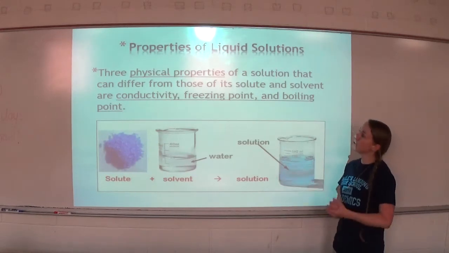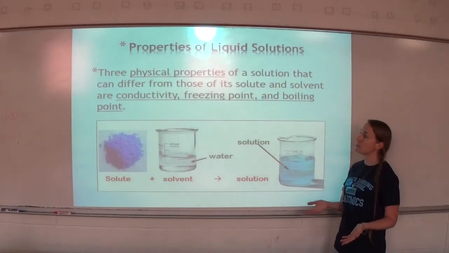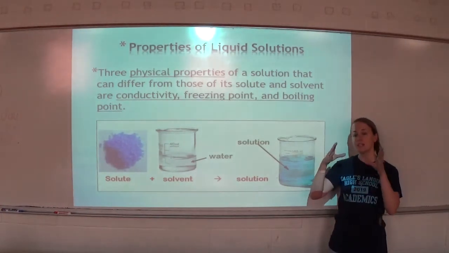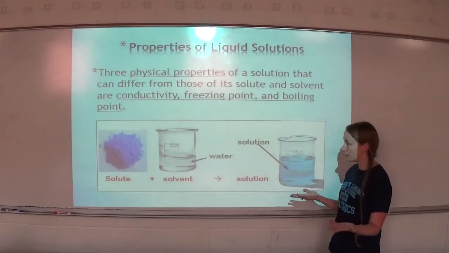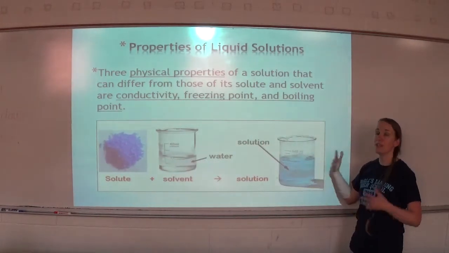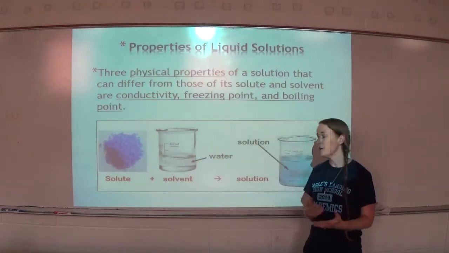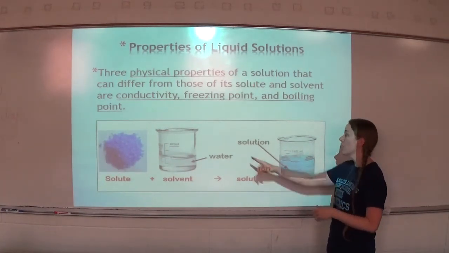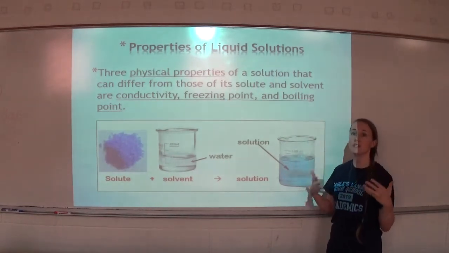So, properties of liquid solutions. Three physical properties of a solution that can differ from those of the solute and solvent are conductivity, freezing point, and boiling point. Whereas a solid solute may not be conductive, when we dissolve it in water, it might be conductive. Here we have a solute, and our solvent, which is water. When we dissolve it, it will conduct electricity, because this right here is cupric sulfate, or copper 2 sulfate. In a solid form, remember the ions can't move, they're in fixed locations. Once we dissolve it in water, the ions can move. And remember, to conduct electricity, we need moving charges.